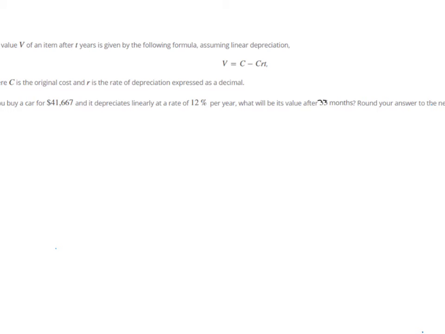We bought this car for $41,666. That's going to be the original cost, so that's our C. It depreciates at a rate of 12%, so that's our R. The question is, what will the value be after 33 months? So I'm looking for V. C again was 41,667 minus 41,667 again, times my rate. The rate was 12%, but as a decimal, you move your decimal to the left 2 places.